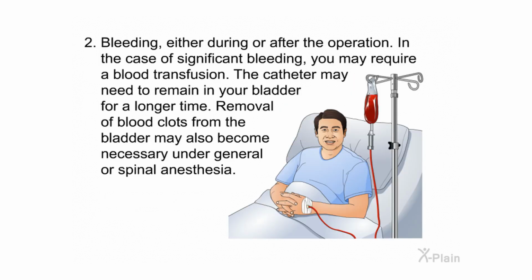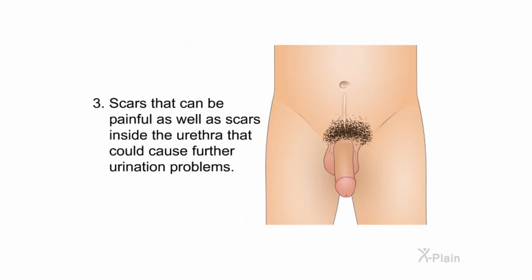2. Bleeding either during or after the operation. In the case of significant bleeding, you may require a blood transfusion. The catheter may need to remain in your bladder for a longer time. Removal of blood clots from the bladder may also become necessary under general or spinal anesthesia. 3. Scars that can be painful, as well as scars inside the urethra that could cause further urination problems.